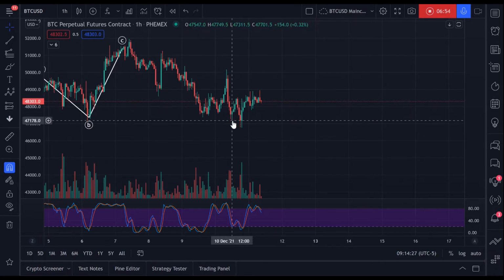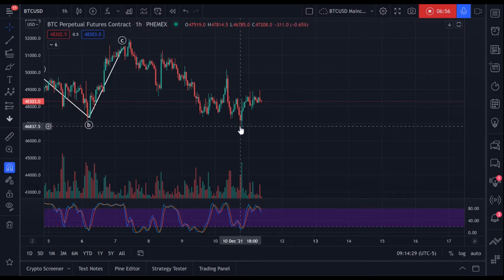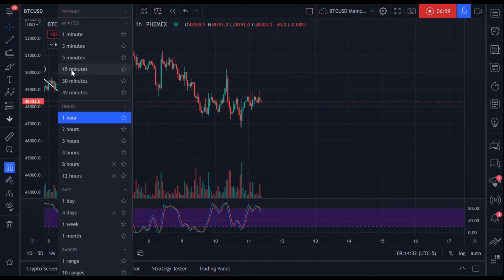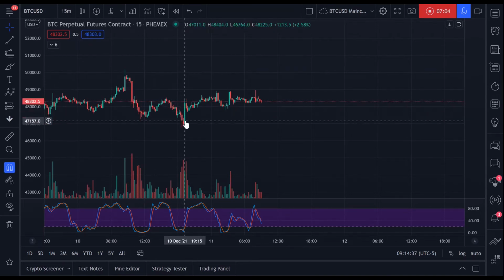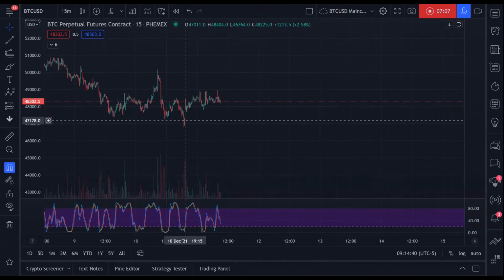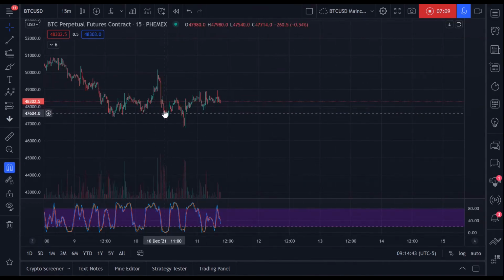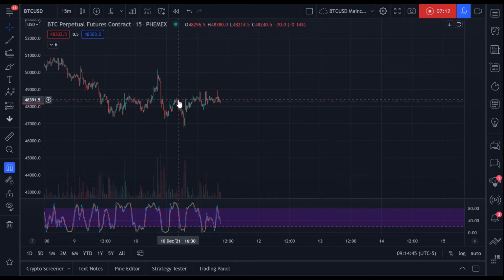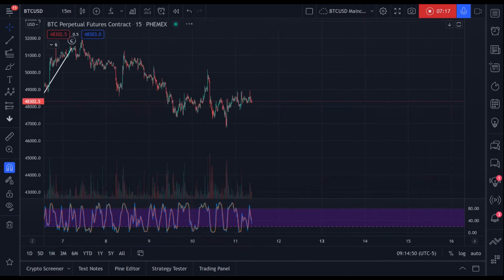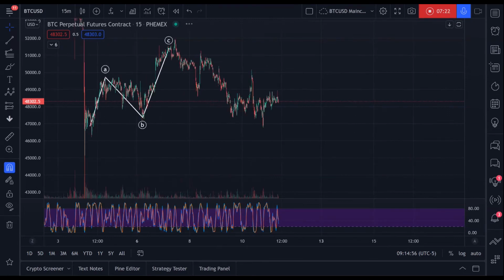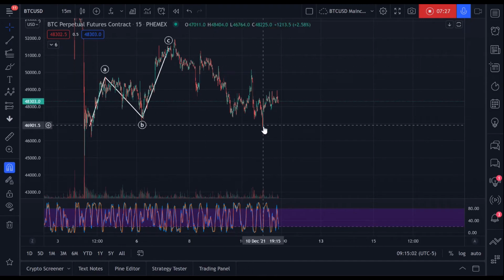Let's see. I need more definition to see if this is actually the one wave. I don't know if this is a one wave. It looks impulsive, but I don't know what this is. Okay, I see. This is another ABC. So this is an ABC.